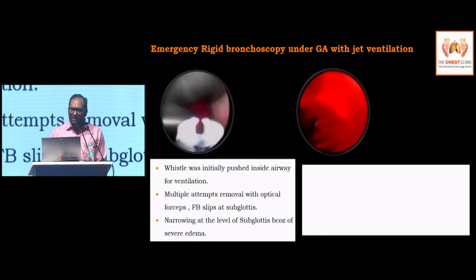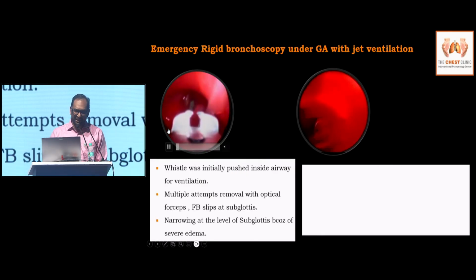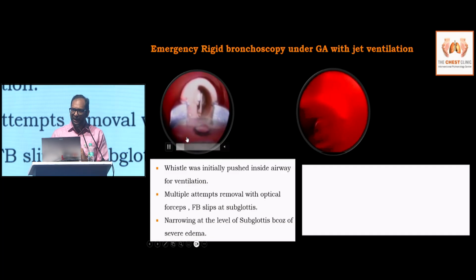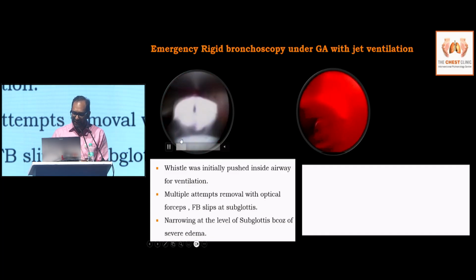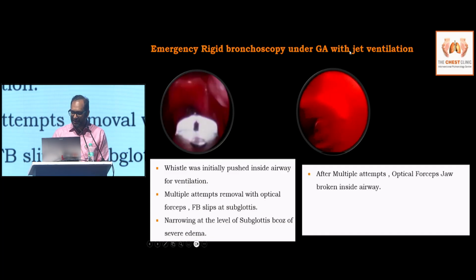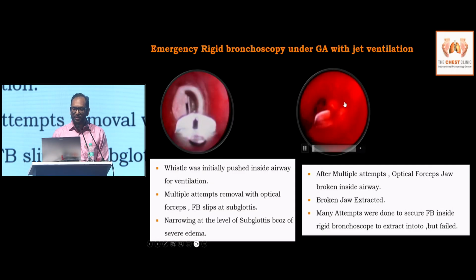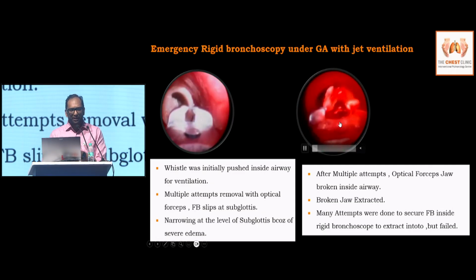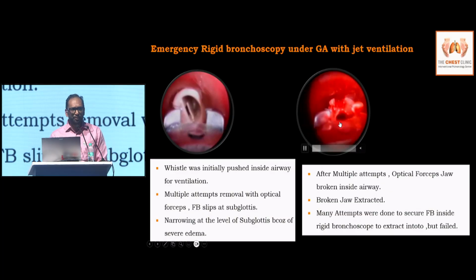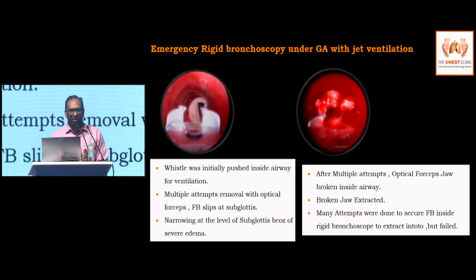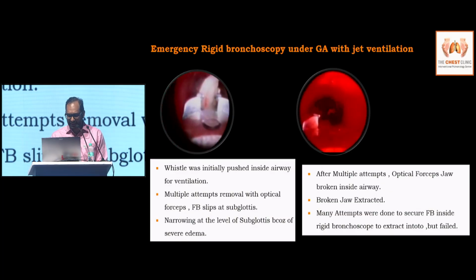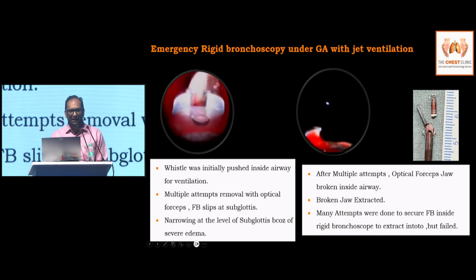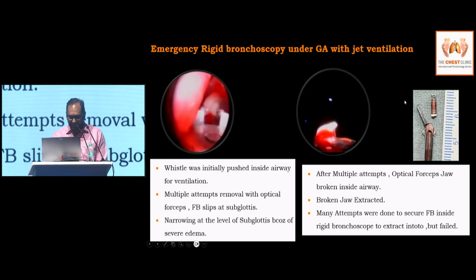So initially I tried retrieving with an optical forceps, but was not able to. Because it's at the subglottis, I had to push it down, catch hold of it again and try to retrieve it. During this time, when I was able to retrieve it, one of the jaws of the optical forceps broke. So now I had created another foreign body inside the airway. Luckily, I had a spare optical forceps at that point in time.